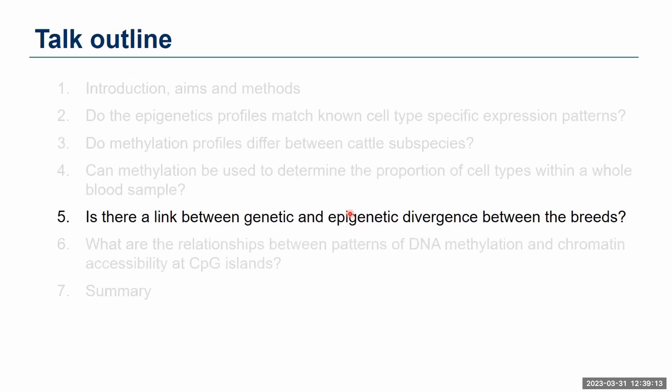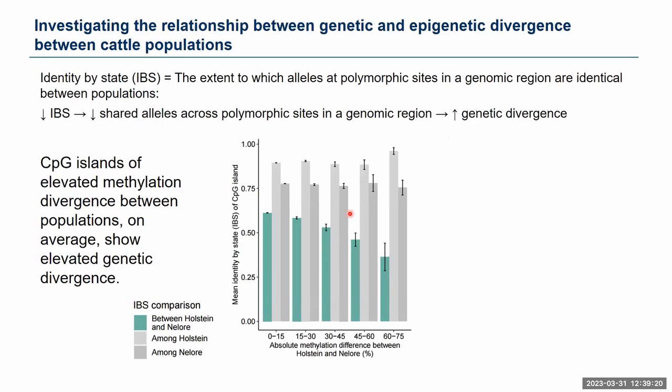And so we use CpG islands to investigate the link between genetics and epigenetic divergence between the breeds. To do this, we measured identity by state scores and compared it to methylation differences. So identity by state score is a measure of the similarity of alleles at polymorphic sites in a genomic region between populations. So a lower IBS score indicates fewer shared alleles across the genomic region, and therefore indicates an increase in genetic divergence.